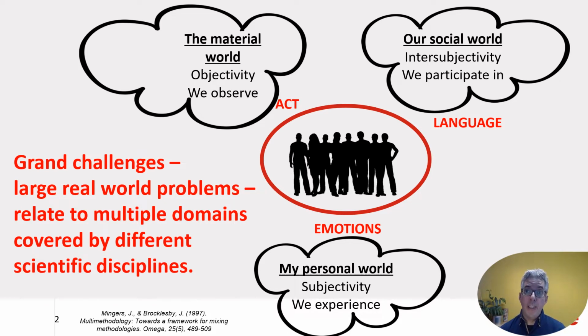On the top right you see our social world, where people interact. It's about groups of people, our economy, our society, the rules and regulations and how we make decisions. And that's very much context dependent, depending on the stakeholders involved, the culture, the time and the place where actions take place. So that requires a completely different approach of conducting science. And then on the bottom part you see the personal world, people with their emotions as studied by psychology.